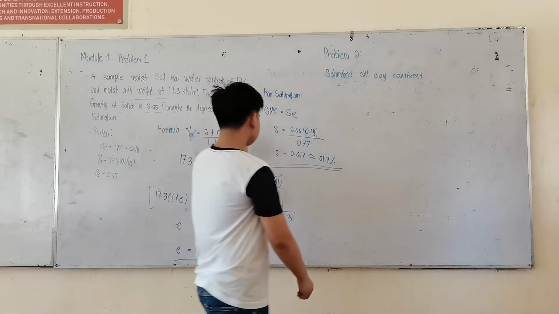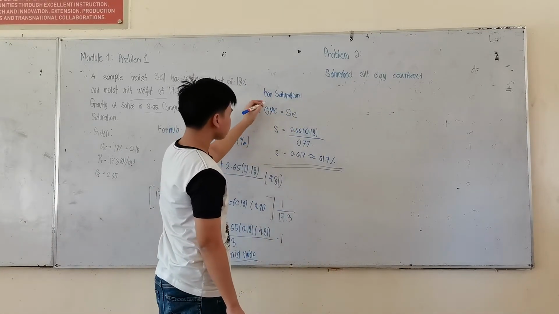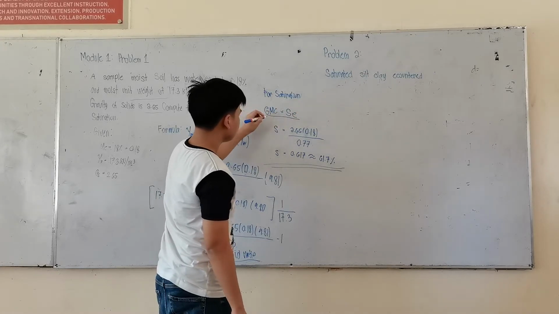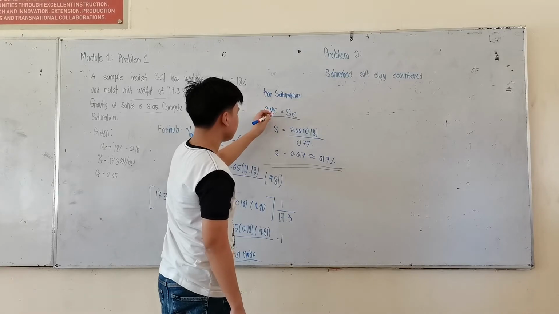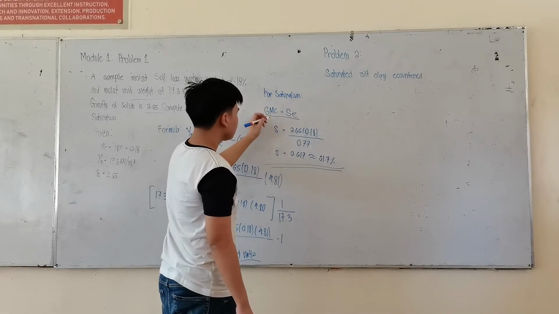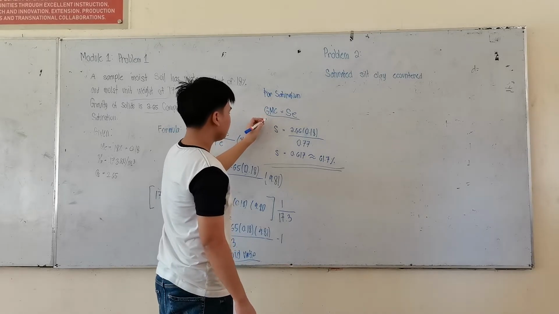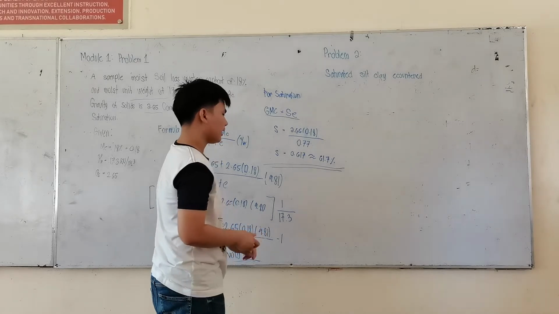Now may void ratio na tayo, pwede natin magamit yung isa pa natin derived formula para sa atin hinahanap na problem na compute the degree of saturation. And substitute natin yung mga value natin, makakuha natin yung degree of saturation na 61.7%.